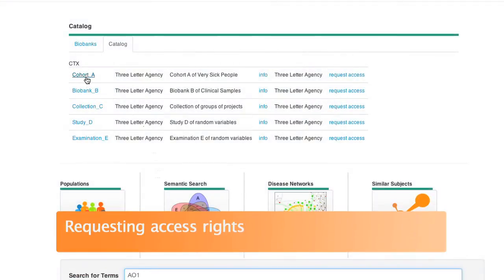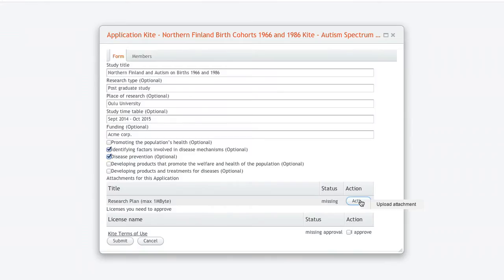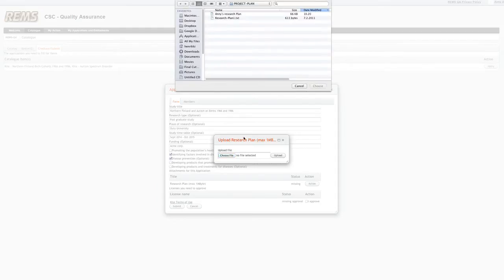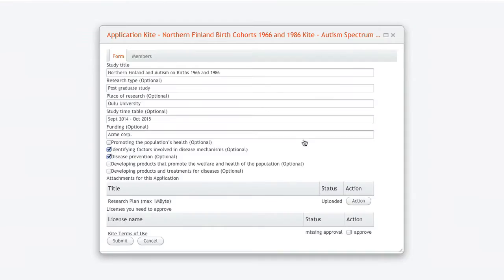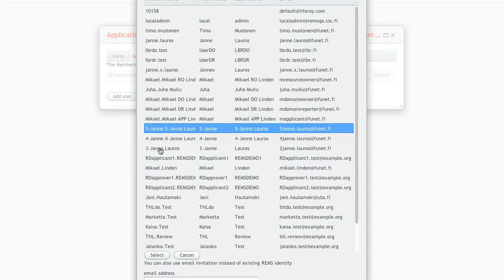Anny notices a request access button and presses it. Anny will now be directed from the KITE biobank to the REMS access rights management system to fill an application. After filling the application, the KITE biobank also requests Anny to attach her research plan into her application. She is also asked to approve the license terms and conditions. Anny is also requesting access rights to her research team, as they need to have access to the data resources as well.